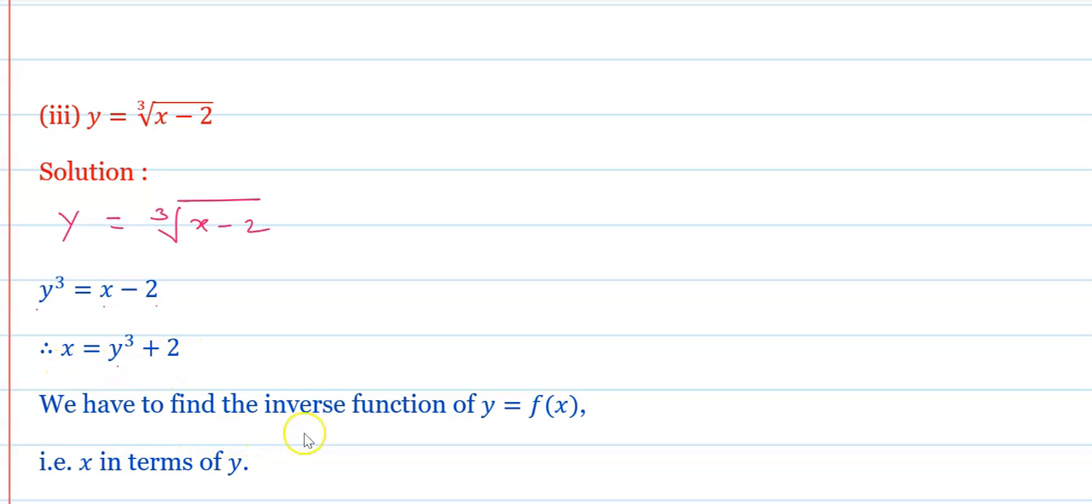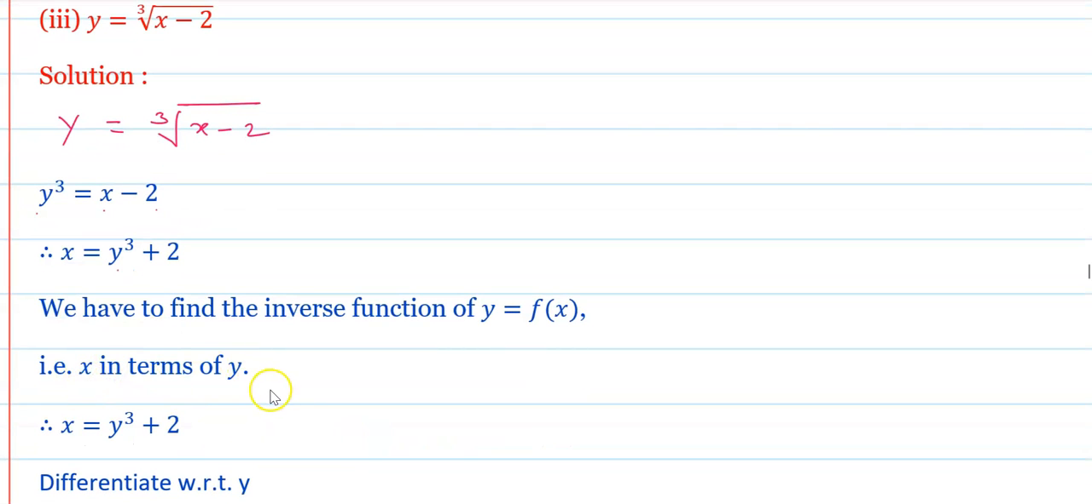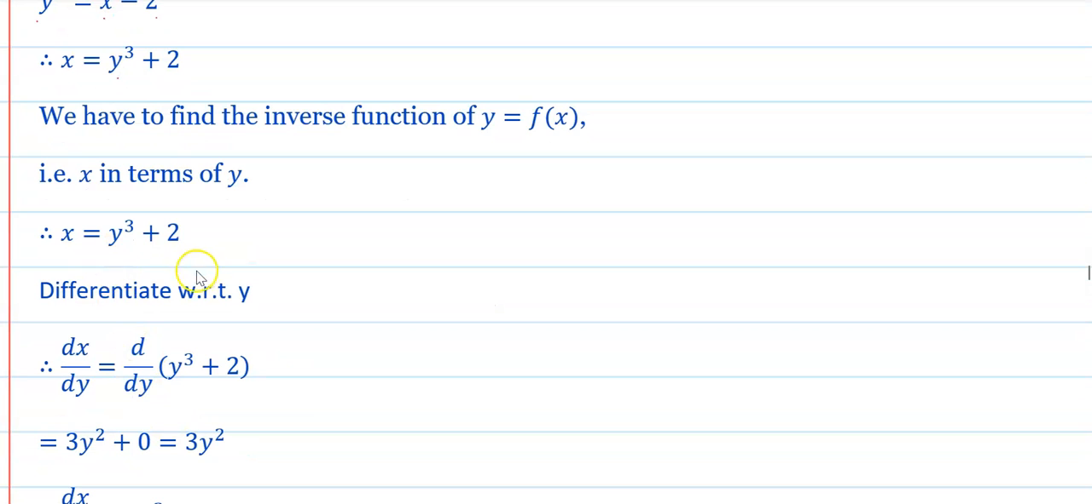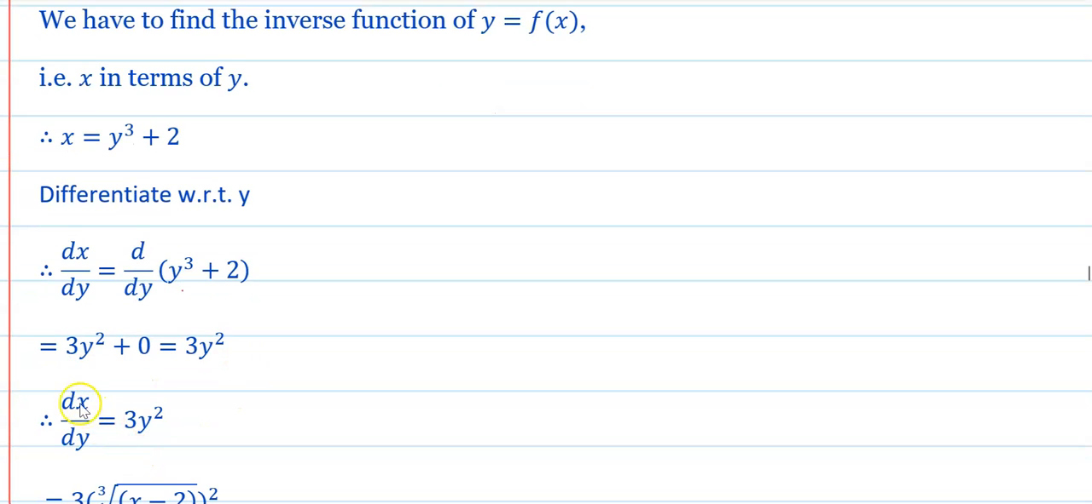We have to find the inverse function y is equal to f of x, that is x in terms of y. Again, the same dialogues are repeated here. Therefore, x is equal to y cube plus 2. Now again differentiate this x with respect to y. Therefore, dx upon dy is equal to d by dy of y cube plus 2. Derivative of y cube is 3y square. Derivative of 2 is 0. And hence, dx upon dy is equal to 3y square.